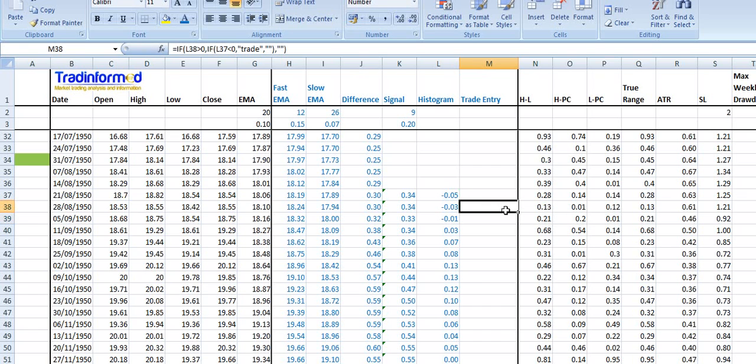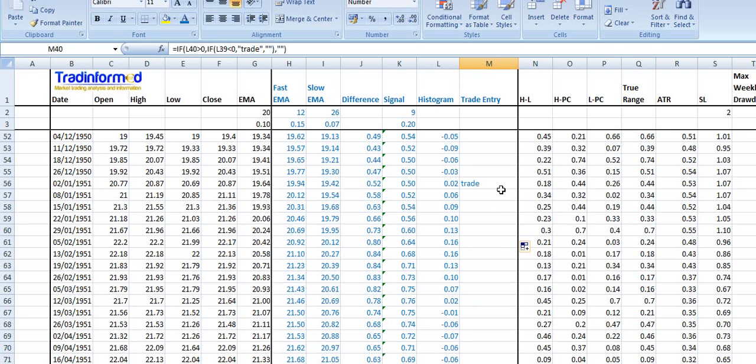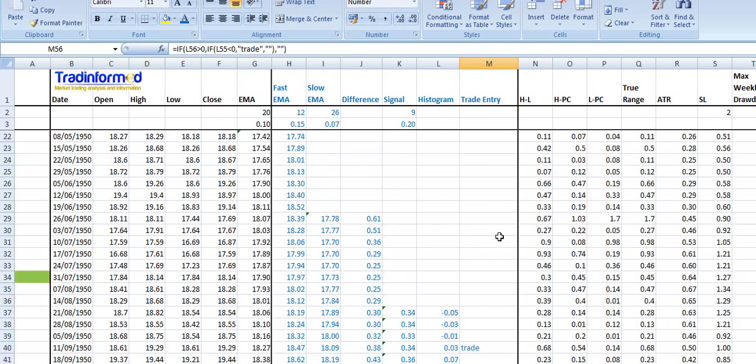So we've got our formula here, our if formula that we can copy down, and we can see that here we've had a crossover in the MACD and MACD histogram, and so we've got a trade entry and another one down here. So there we have the MACD calculated in Excel, and also a nested if statement showing how we can use it to signify a trade entry.